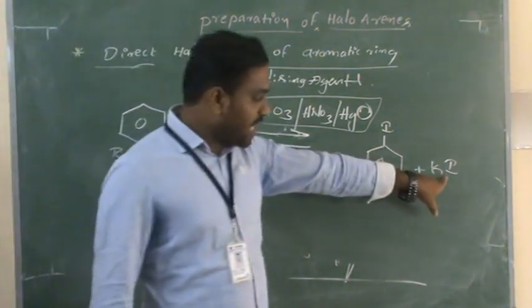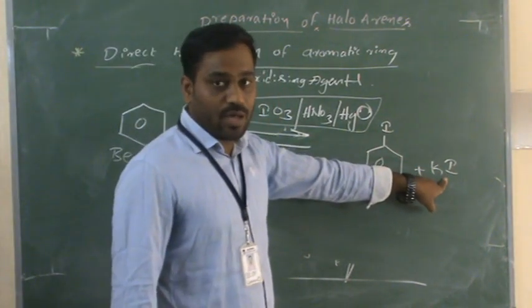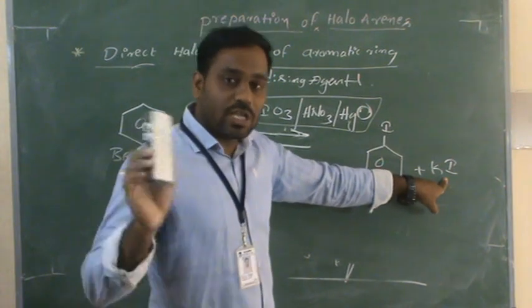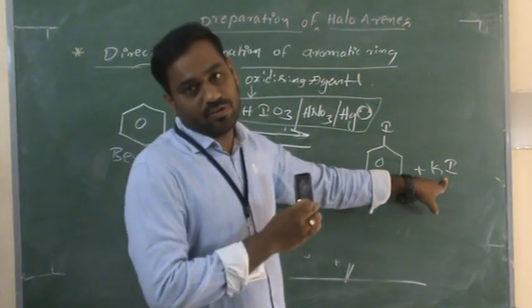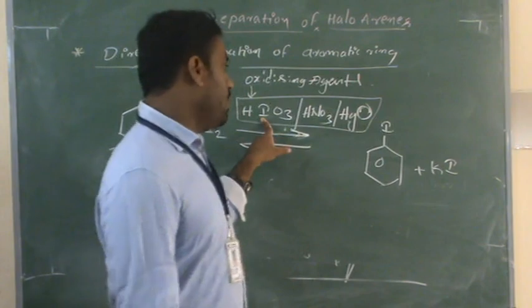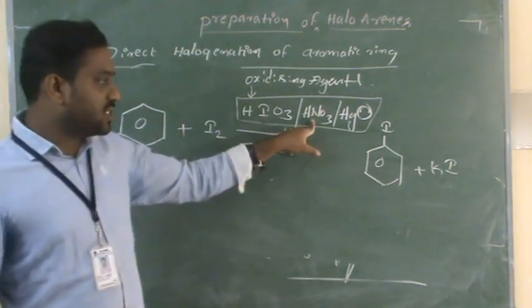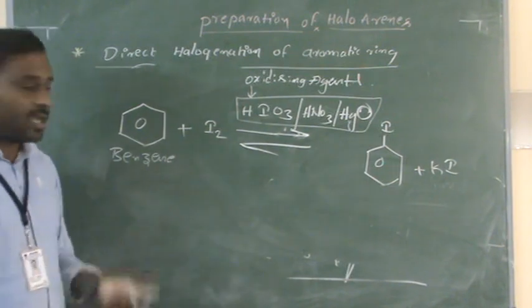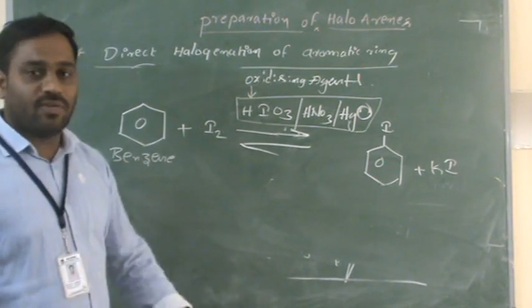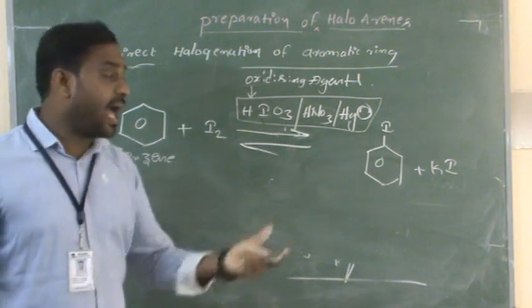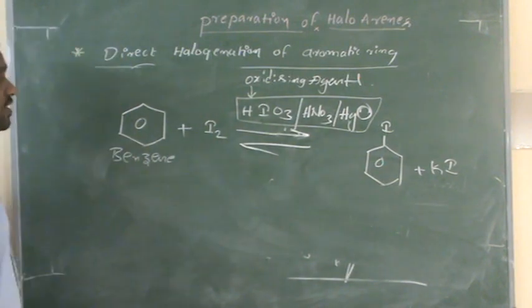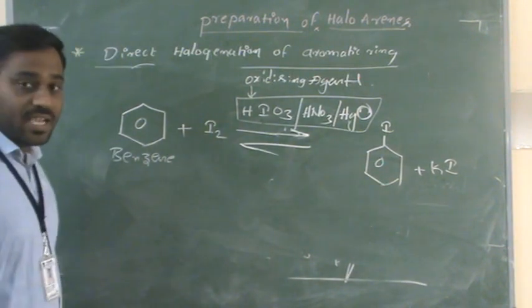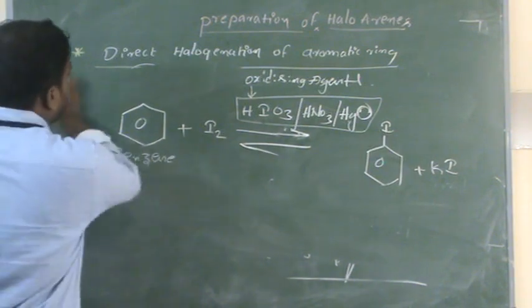To stop that reversible reaction by removing potassium iodide, we are using HIO3 or HNO3 or HgO. This is a major important thing. Okay, so this is the first method for preparation of halogen compounds: direct halogenation or side chain halogenation.